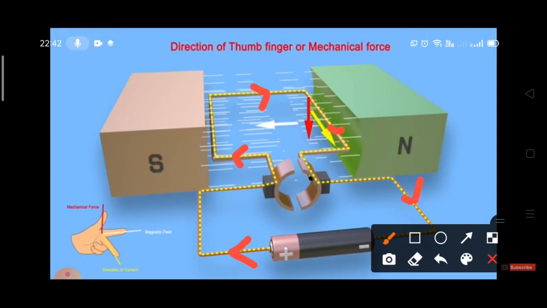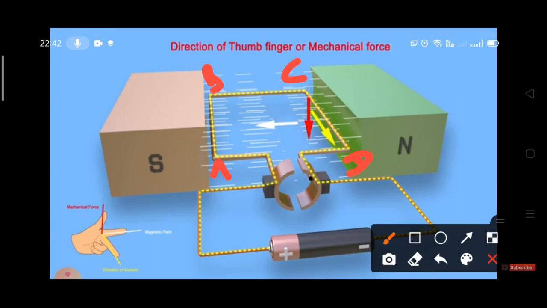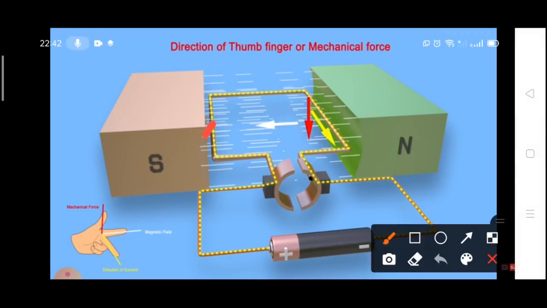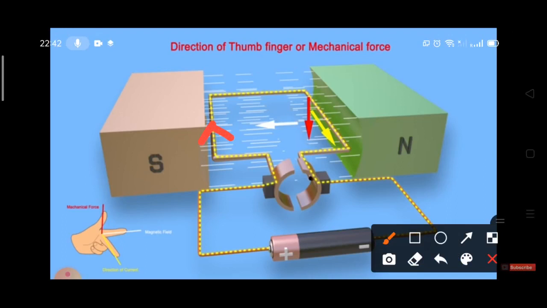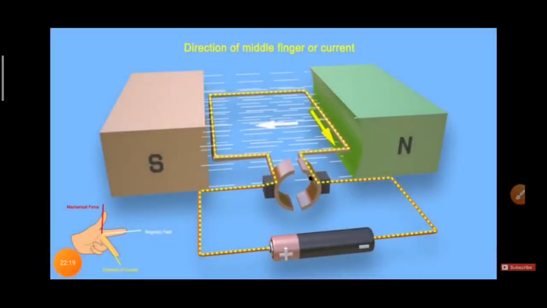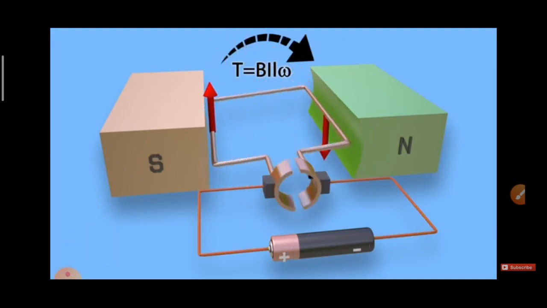So you have to take the sides A, B, C and D. Like I just explained, if current is from A to B, then AB will move downwards, and if current is from C to D, CD will move upwards. So according to Fleming's left hand rule, the coil starts rotating in this way. You can see like this.